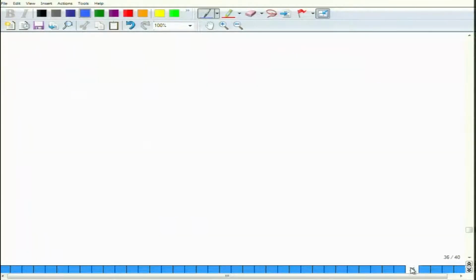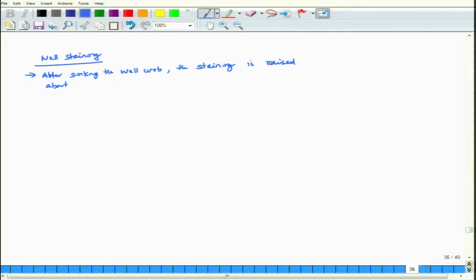The next is your well steining. After sinking the well curb, the steining is raised by about 1.5 meter at a time.